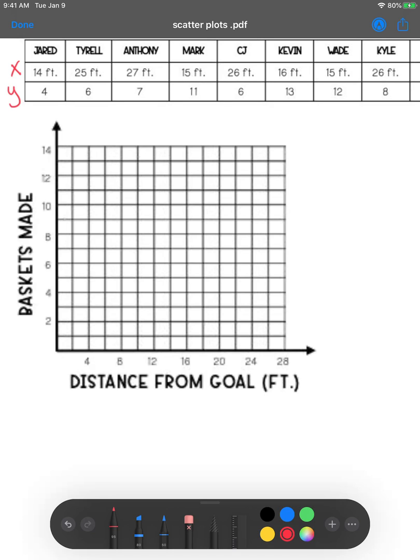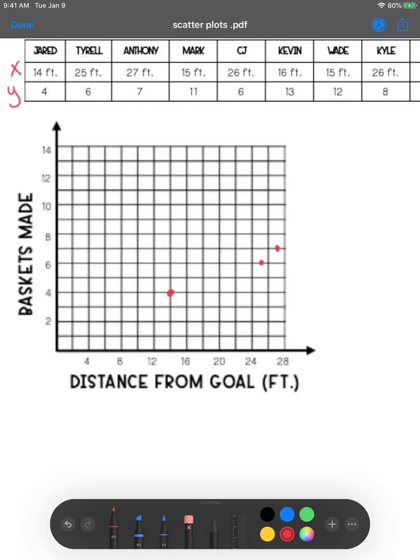So 14, comma 4 would be right here. And then Tyrell is going to be 25, comma, so it's going to be in between these two lines, 25, comma 6, which is about right here. Anthony is 27, comma 7. Which is right here.